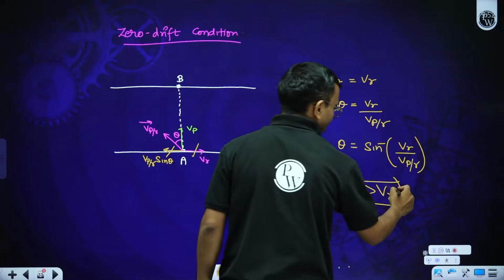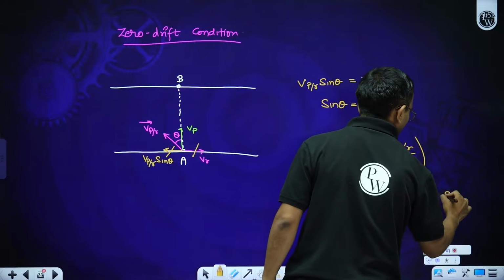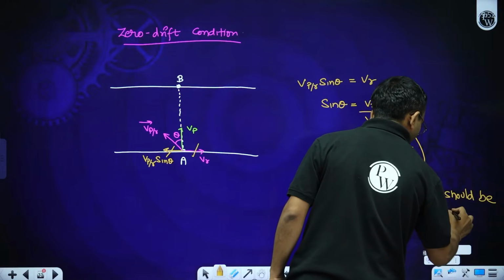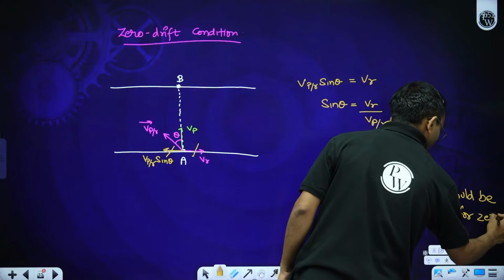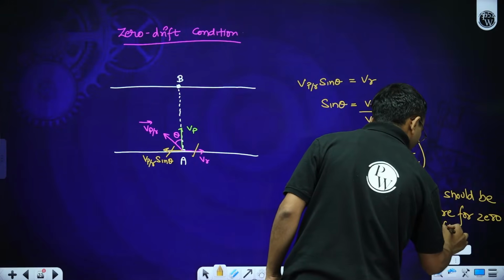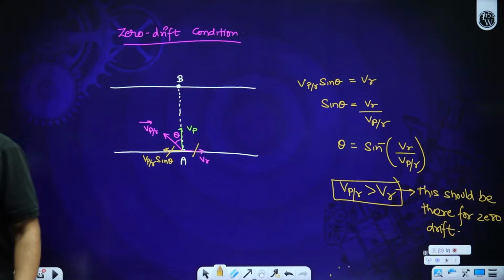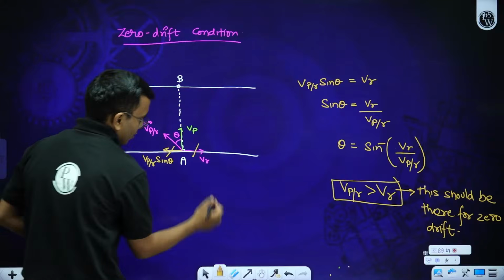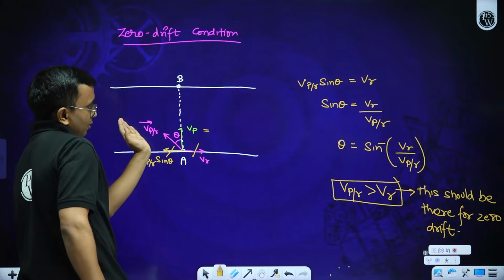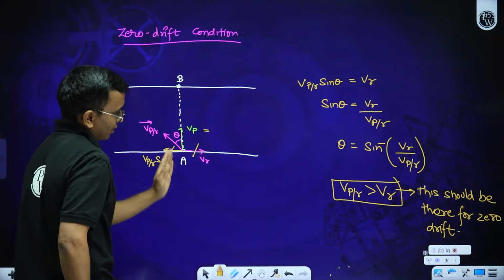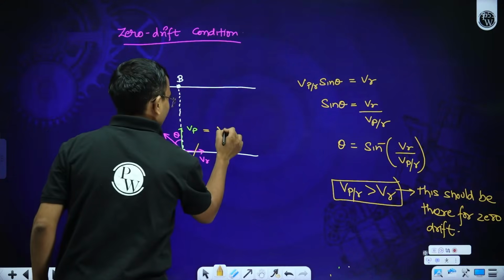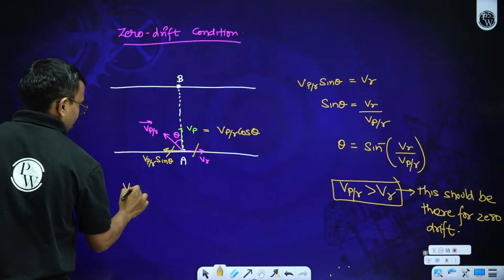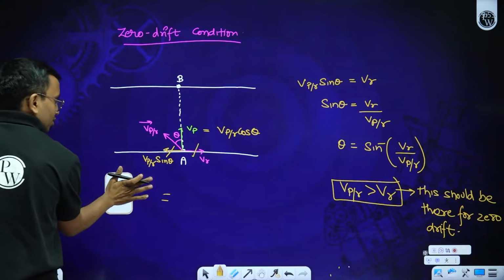So zero drift is only possible when the velocity of the person with respect to the river is greater than the velocity of the river. This should be there for zero drift. Okay. Now what is the time to cross? The velocity of the person will be just the y component of this. The y component of the velocity of the person with respect to the river will be the velocity of the person with respect to the river times cos theta. That will be my resultant velocity.